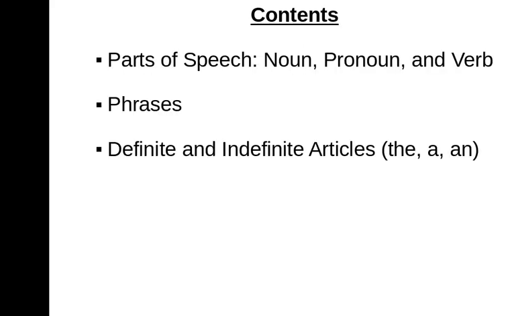In Part 3, we're going to look at the parts of speech, noun, pronoun, and verb, and talk about what they are. We'll briefly talk about phrases, and then the main segment will be discussing definite and indefinite articles such as the, a, and an, and how those are in the diagrams. So let's get started with that.